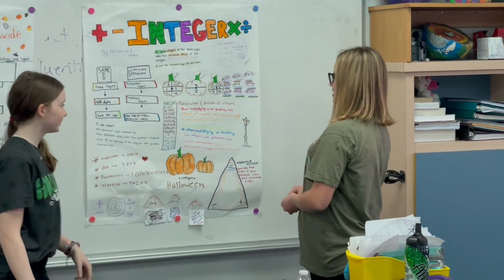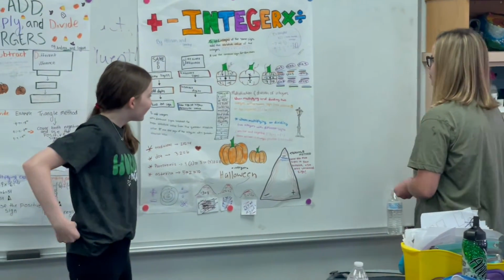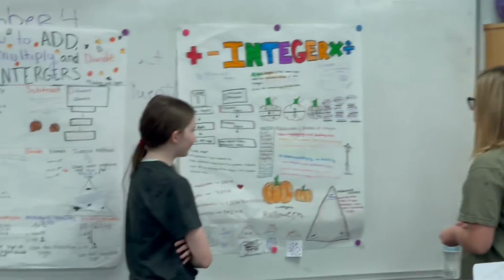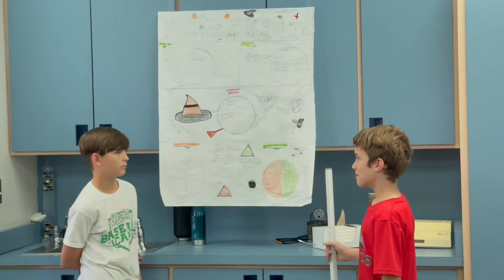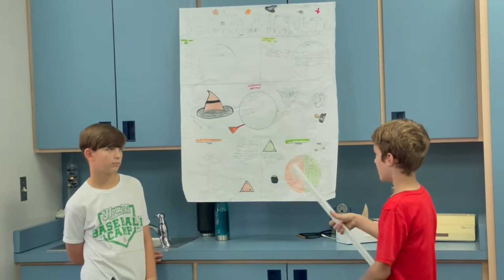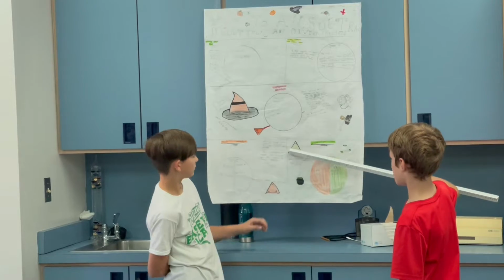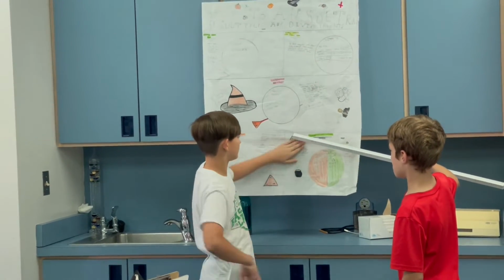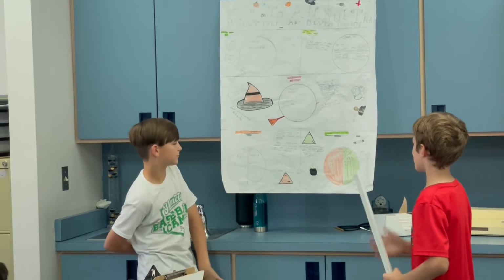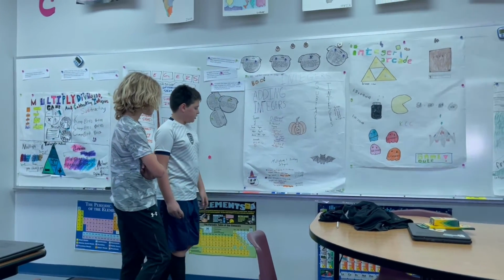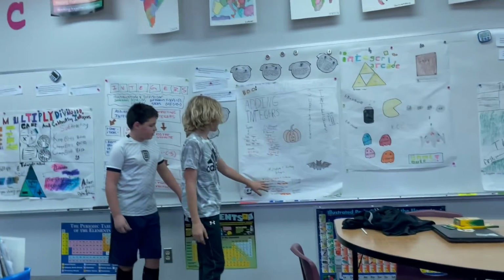Multiplication and division of integers. When multiplying and dividing two integers with different signs, like a positive divided by a negative, you would take out these two signs, and then the answer would be a negative. And then when you divide two integers with, and then multiplying and dividing integers.